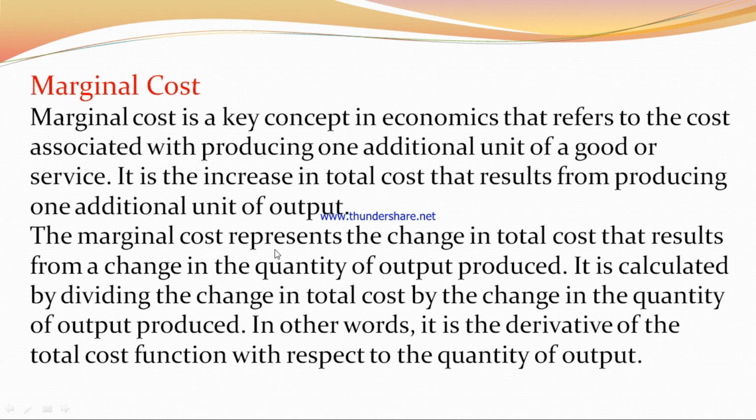The marginal cost represents the change in total cost that results from a change in the quantity of output produced. It is calculated by dividing the change in total cost by the change in the quantity of output produced. In other words, it is the derivative of the total cost function with respect to the quantity of output.